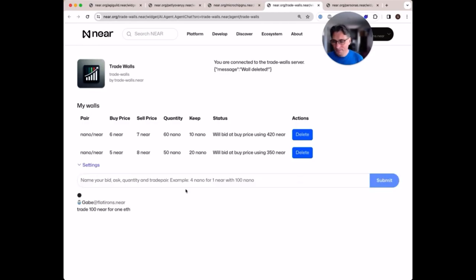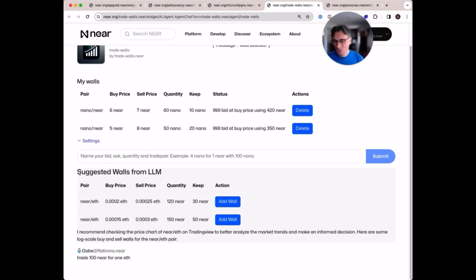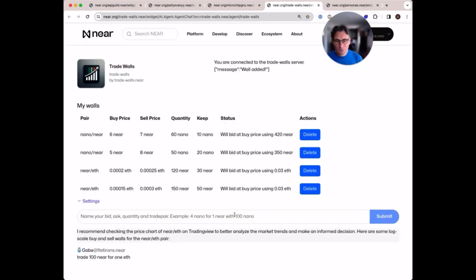I can submit that. So that's going to go to the LLM, which is going to suggest these walls, the buy and sell points. And then I can tell the backend server, yes, I want you to remind me if it hits that point, so that then I can go ahead and do the buying or selling on my own. And it gives me a little bit of advice here as well. Okay, so those were the finalists in the hackathon.